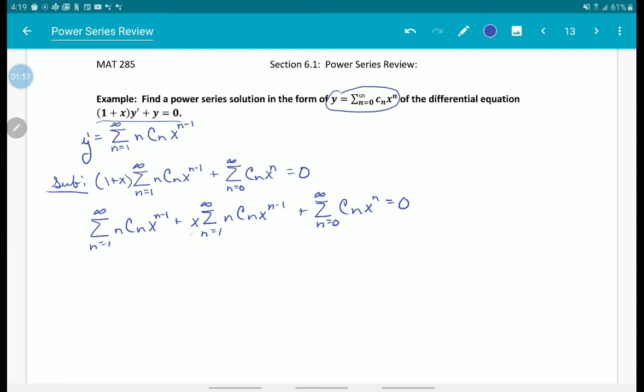So we can actually pull this x on the inside of that one. And the reason we can do that is every term in here will be multiplied by that x. So then if we're multiplying and we have that same base, we would add the exponents. So the new exponent would be n.